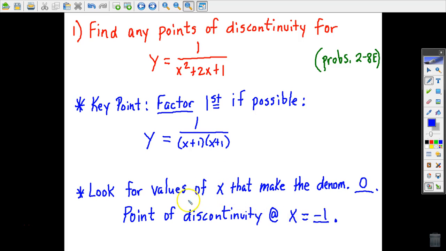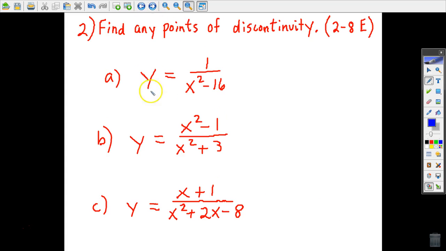Okay, so if this were a problem in 2 through 8 even, you may have been given this function, then your answer would simply be x equals -1 represents a point of discontinuity. That number plugged in for x in the denominator would create 0. Okay, here's some more, just practicing those types of problems, 2 through 8 even.